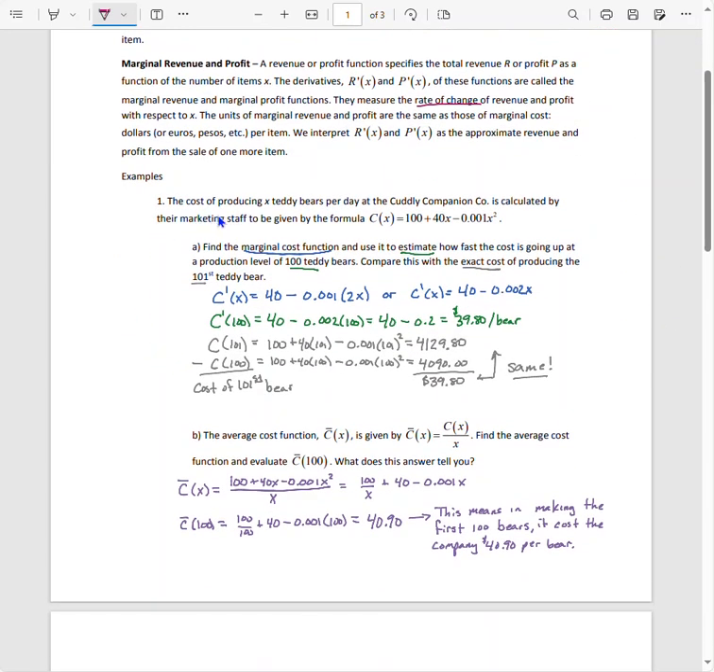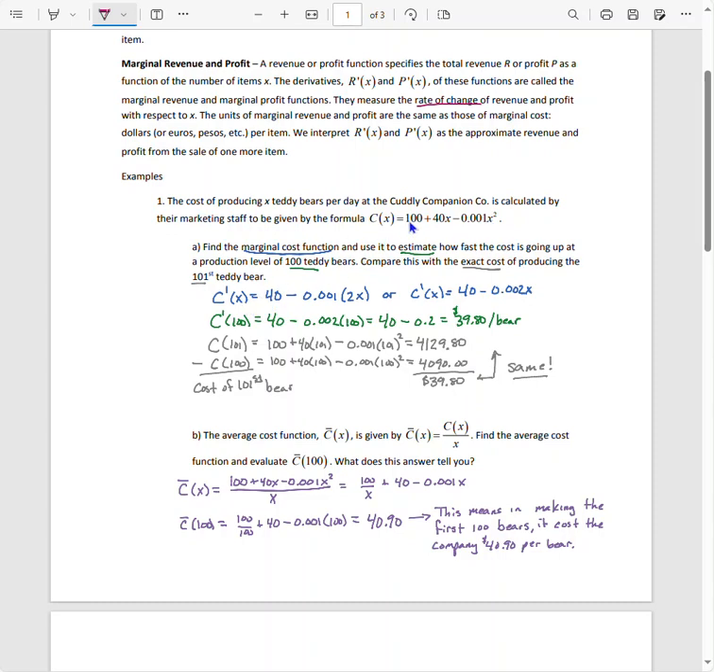Okay, so the cost of producing x teddy bears per day at the Cuddly Companion Company is calculated by their marketing staff to be given by the formula C of x equals 100 plus 40x minus 0.001x squared. I want to find the marginal cost function. I'm going to find C prime of x and use it, so I stop reading. The first phrase says, find the marginal cost function. Here's my cost function. That says, find the derivative.